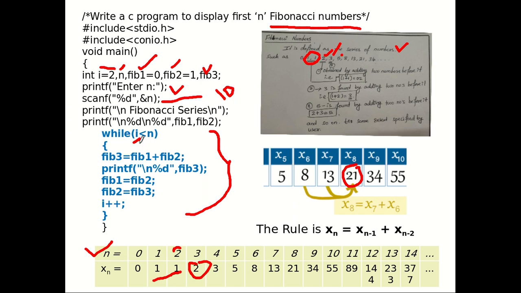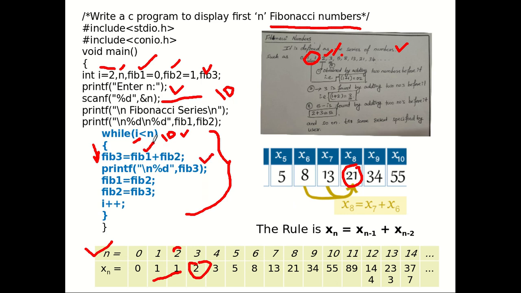So what is the value of i here? 2. So 2 is less than n. What is the n value here? 10. So the condition is satisfied, and it will enter into the loop. So the third Fibonacci number is computed by adding the first Fibonacci number and second Fibonacci number, and that number we are displaying.